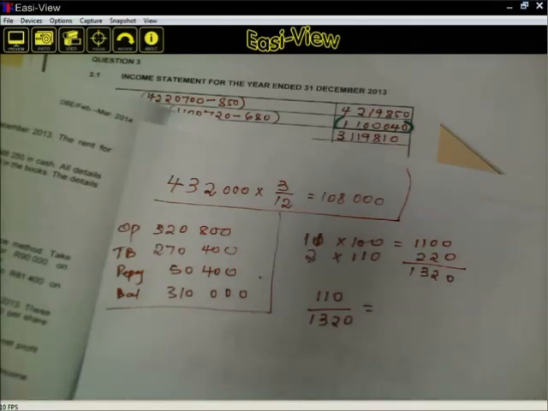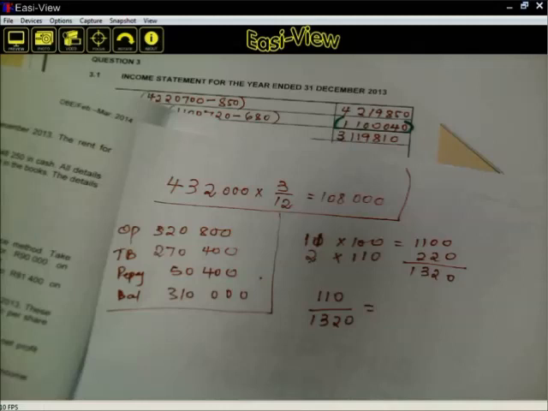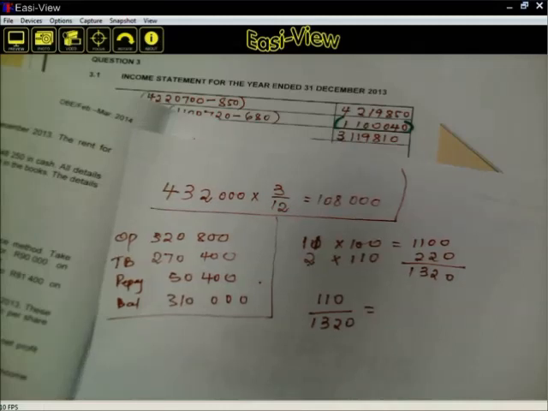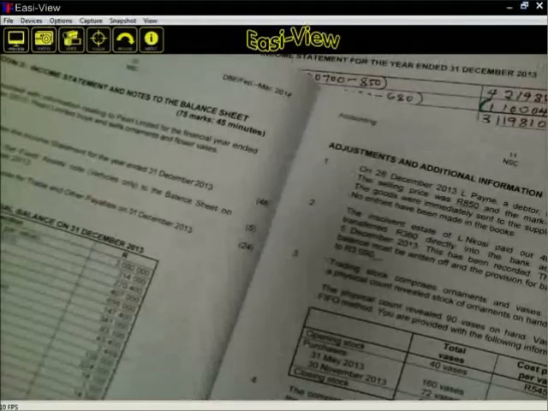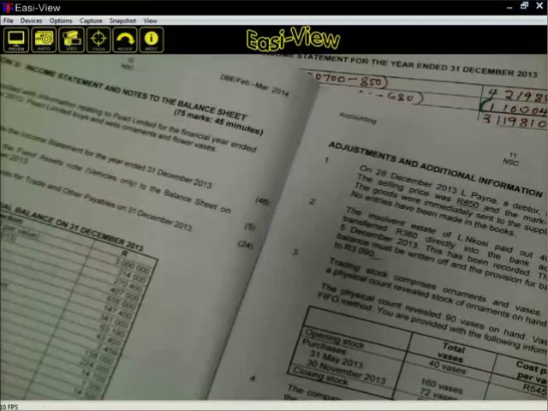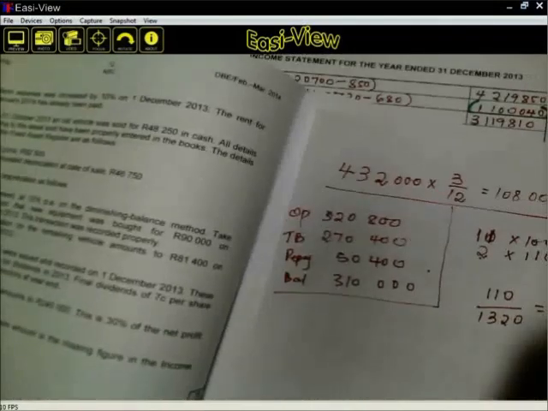How do you calculate this one? The time is not on our side. I think I'm in a hurry now. Multiply by the amount for the rent, 63,360.